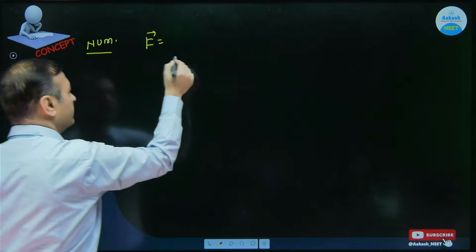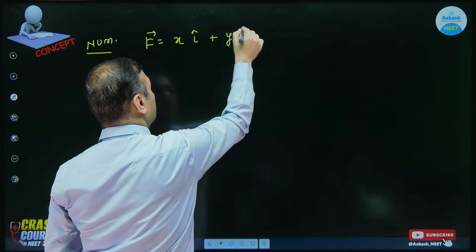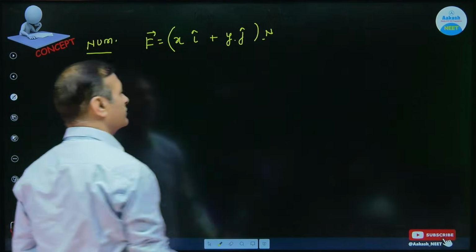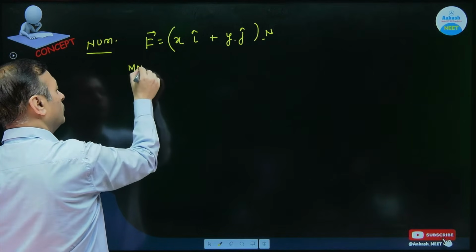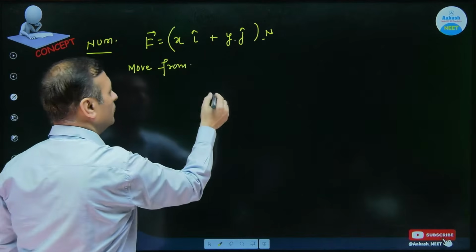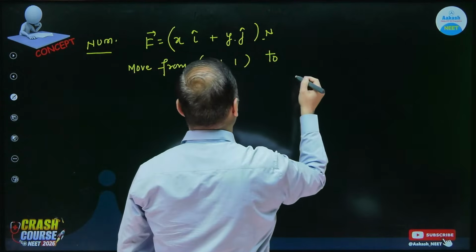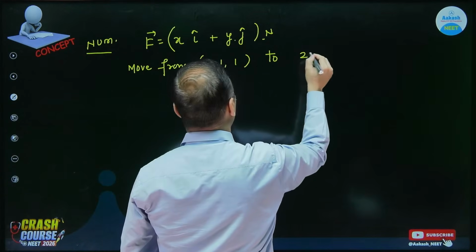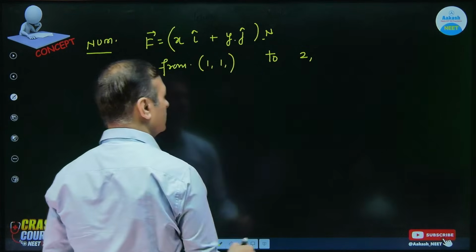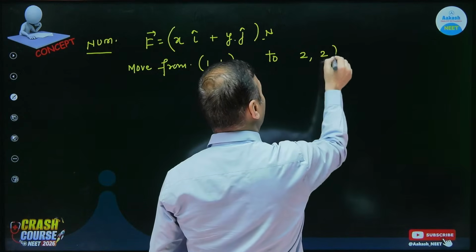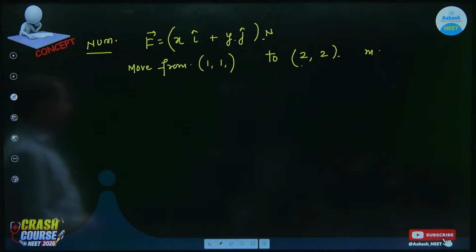This time your force is given to you as x i cap plus y j cap in newtons, and you move from 1,1 to, let me just keep it in 2D motion only, 2,2 meters. Got it? So is this a variable force?